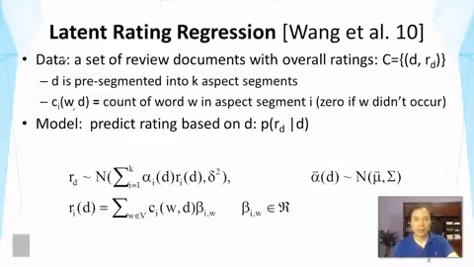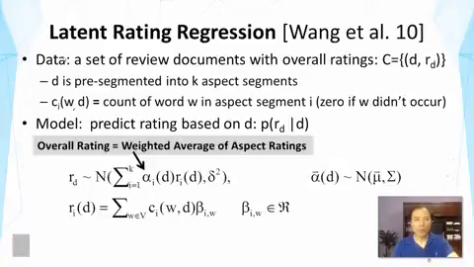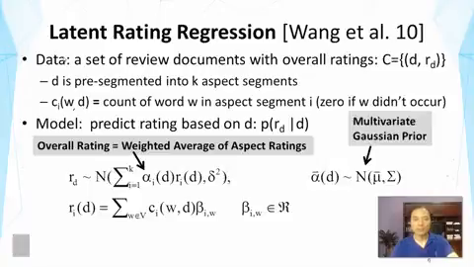So, as I said, the overall rating is assumed to be a weighted average of aspect ratings. Now, these alpha values, alpha sub I of D, or denoted together by alpha vector that depends on D, are the document-specific weights. And we're going to assume this vector itself is drawn from another multivariate Gaussian distribution with mean denoted by a mu vector and covariance matrix sigma here.